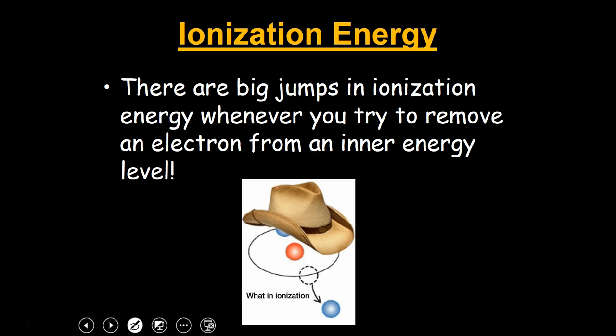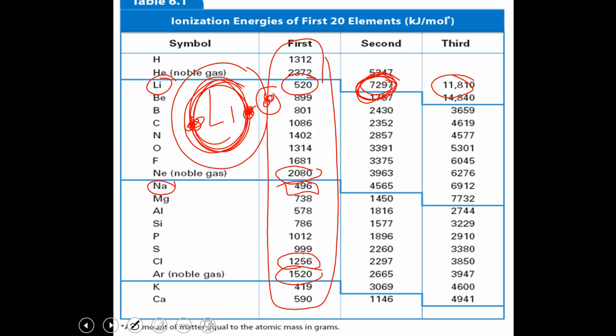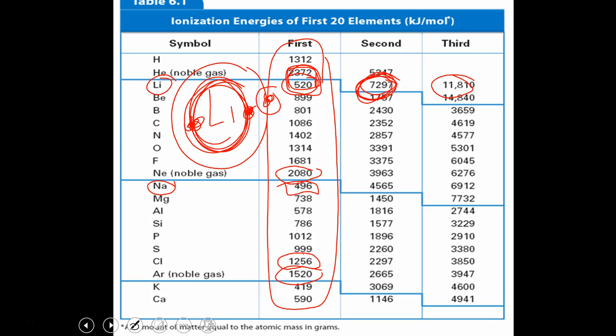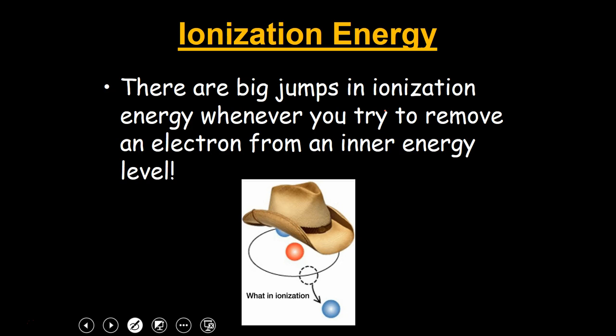So again, you saw those big jumps. Oh wait, no, that wasn't the right one. Sorry, big jump here. There it is, that one. There's the big jump we're looking for, when you're trying to remove an electron from an inner energy level or a full energy level. All of the s and p's are filled.